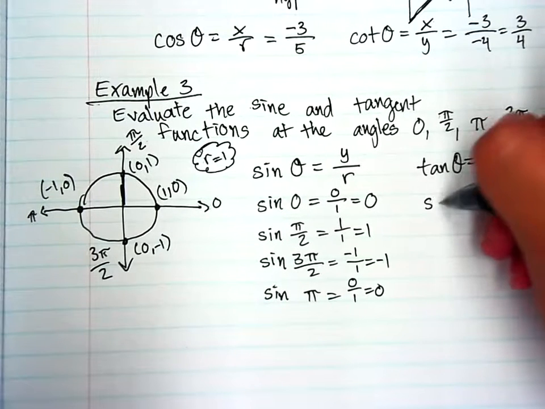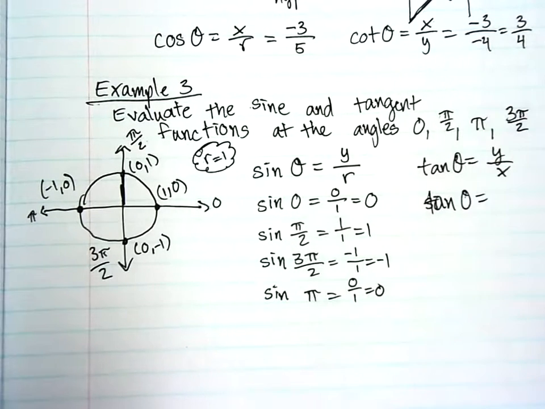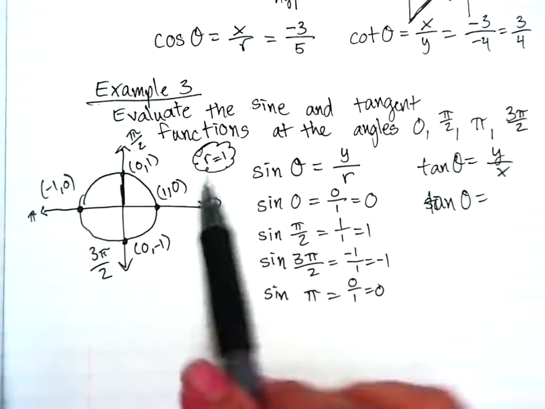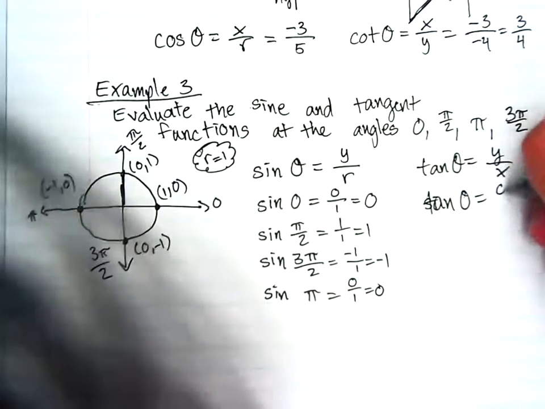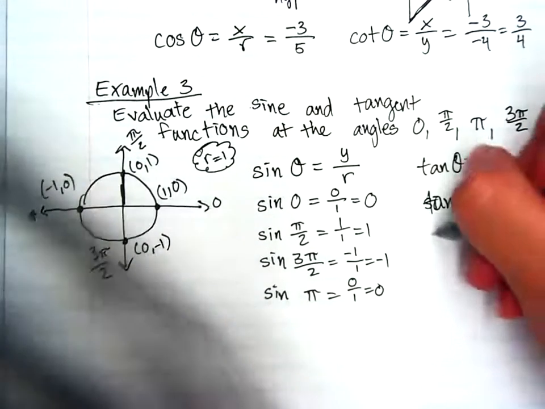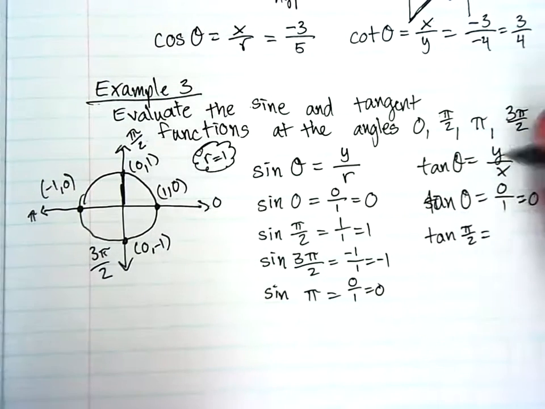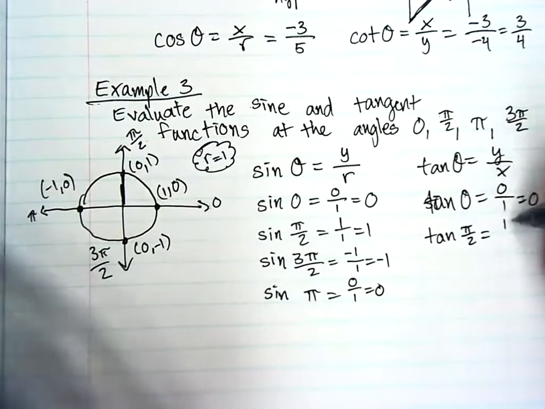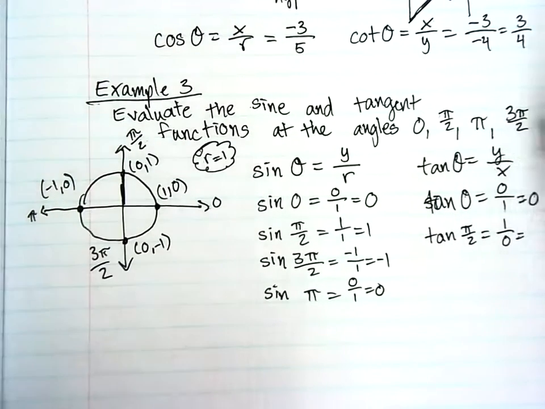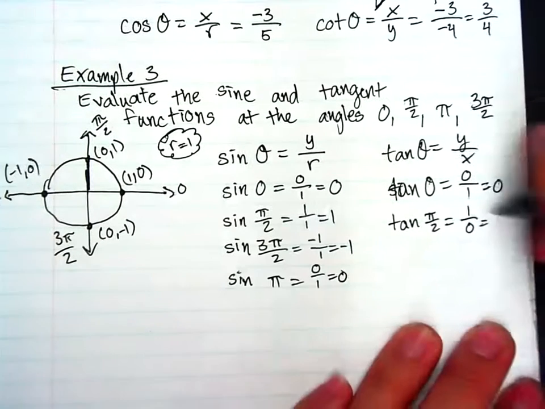So tangent, let's go ahead and look at this one. Our y value is 0. Our x value is 1, so it's 0. And then we go to tan of pi over 2. Our y value this time is 1, but our x value is 0. So this, because I cannot divide by 0, is undefined.